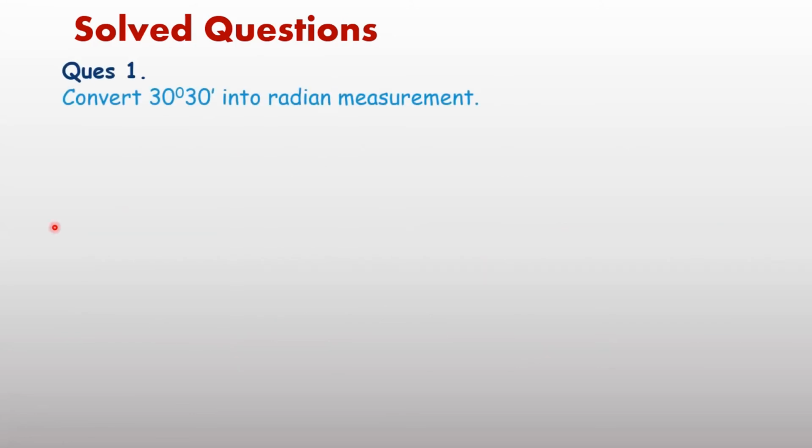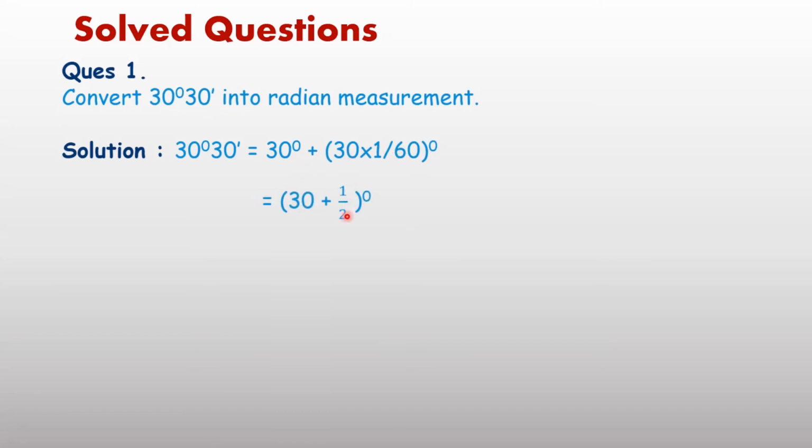Now some questions for practice. Convert 30 degree 30 minute into radian measure. The process to solve: 30 degree plus 30 minute, you can write 30 into 1 upon 60, because 1 degree equals 60 minute or 1 minute equals 1 upon 60 degree. From minute to degree divide by 60. So 30 into 1 upon 60 means 1 by 2. So 30 plus 1 by 2, which you can write as 61 by 2 degree.